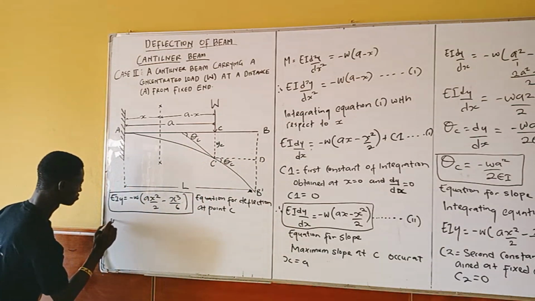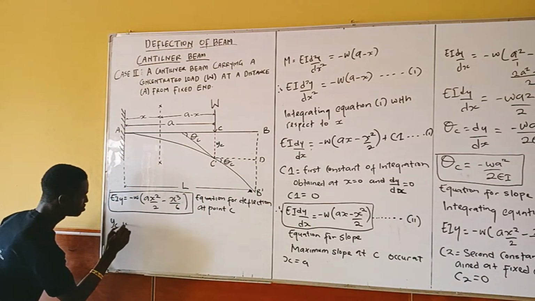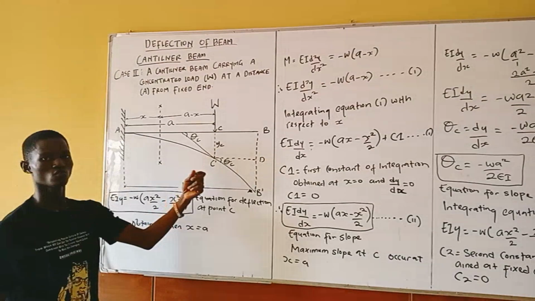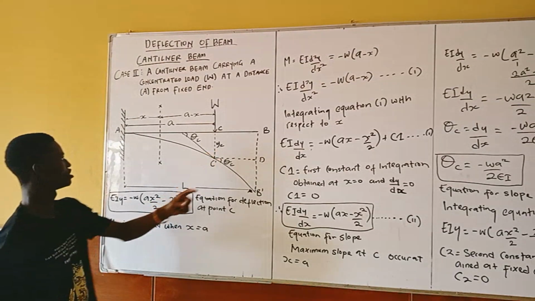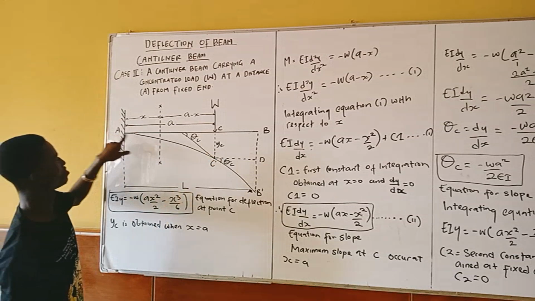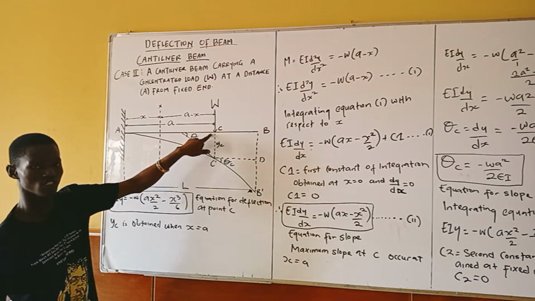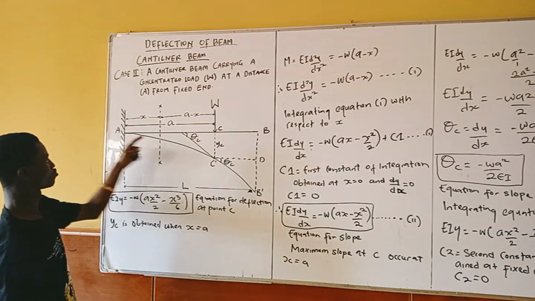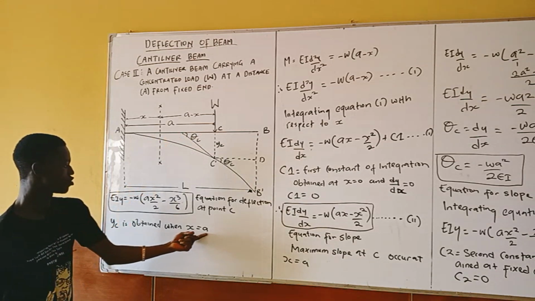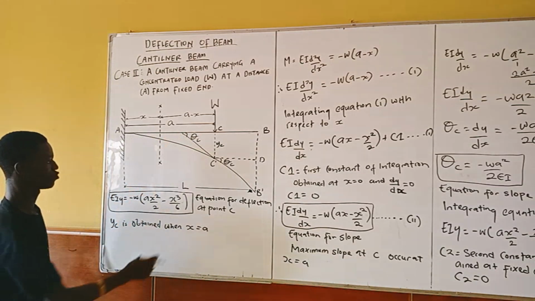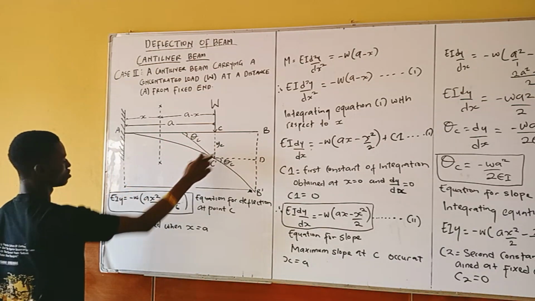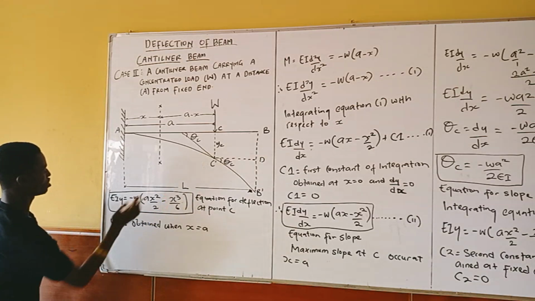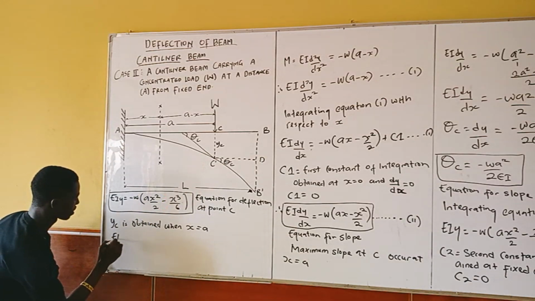So YC now is obtained. So for me to have deflection at this point is when the section X is equal to the distance where the load is placed. That is, when X is equal to A. So when X equals A in this equation, I'm going to have my maximum deflection, YC. So putting X equal to A into this equation, I'm going to have what?